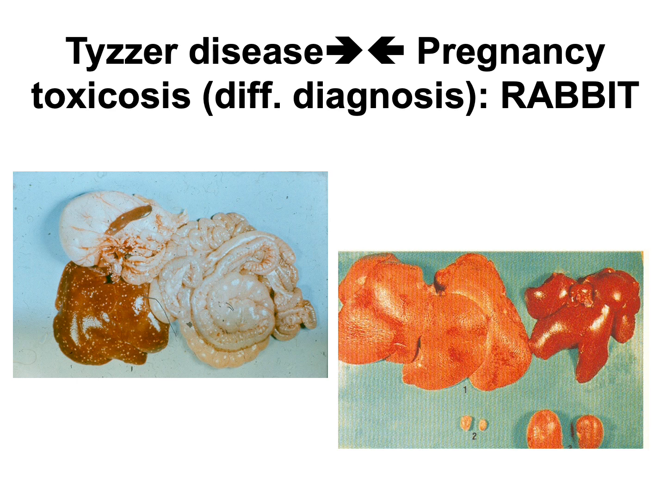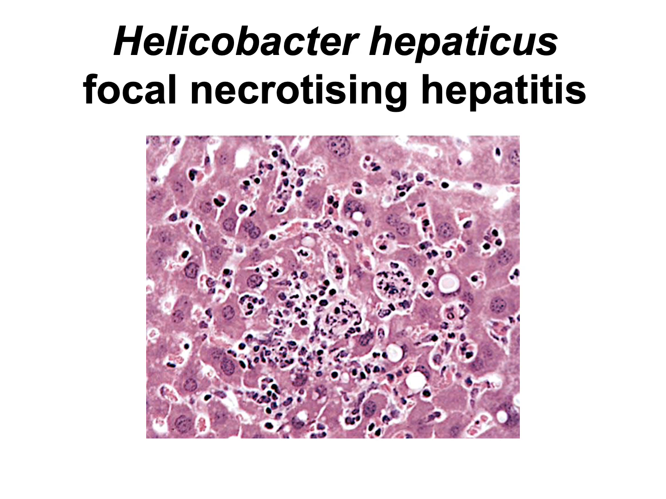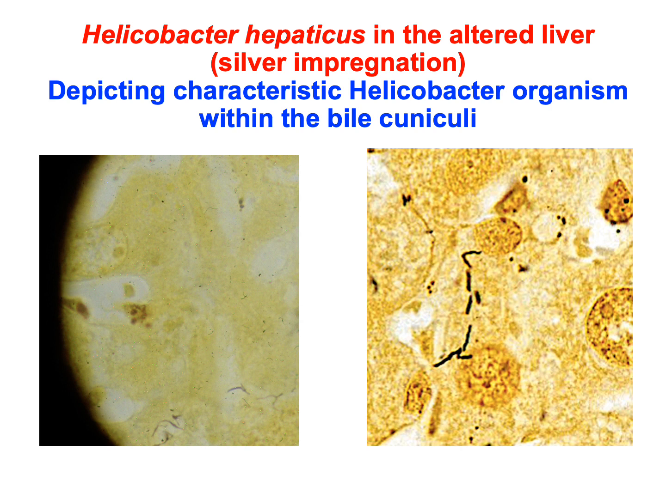The next disease is focused on the liver, and this is Helicobacter hepaticus, which is also very typical in causing focal necrotizing hepatitis. Here you can see the histological picture of the Helicobacter hepaticus infected liver. But the typical histological method is silver impregnation.